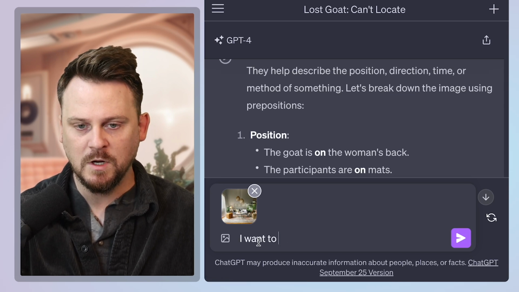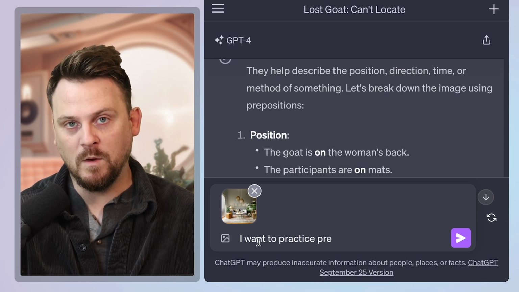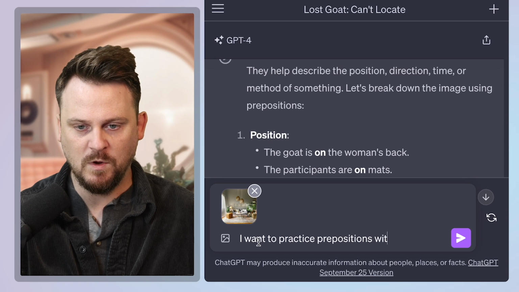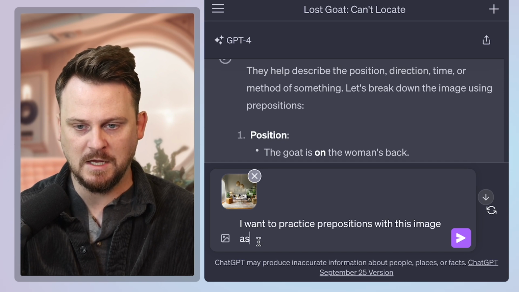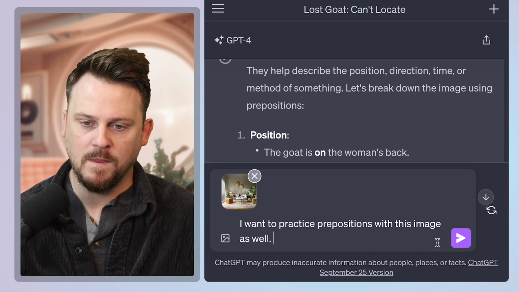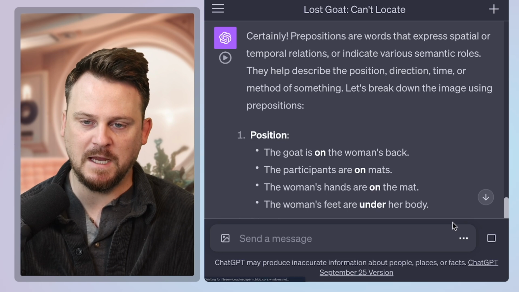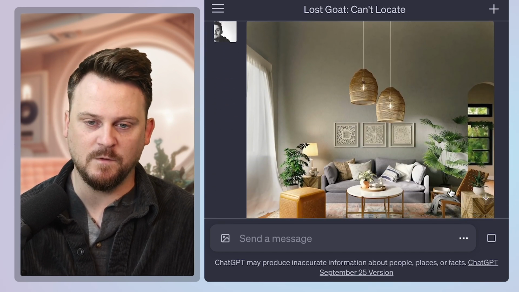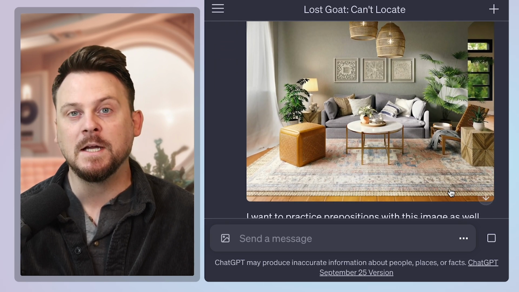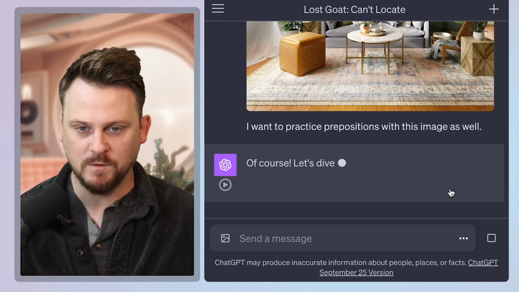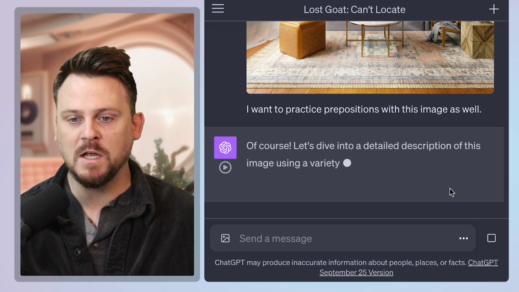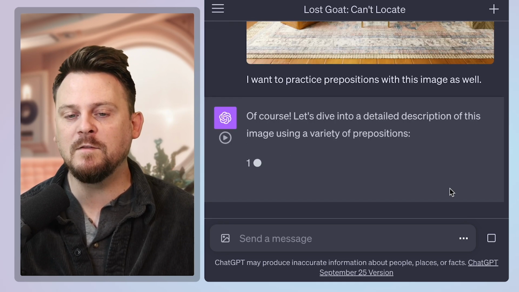So let's upload this one. I want to practice prepositions, and hopefully it can remember what I was trying to do. I want to practice prepositions with this image as well. Okay, so hopefully we get the same sort of thing. And then if I want to practice it more deeply, I could ask for, so you have a living room scene here, I could ask for a quiz or something like that. Of course, let's dive into a detailed description of this image using a variety of prepositions.